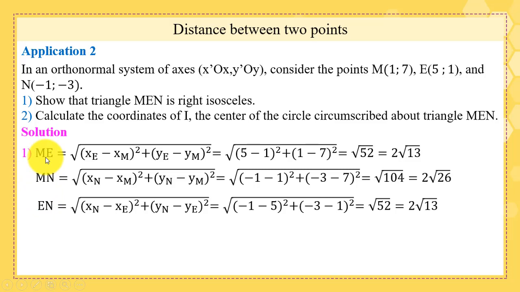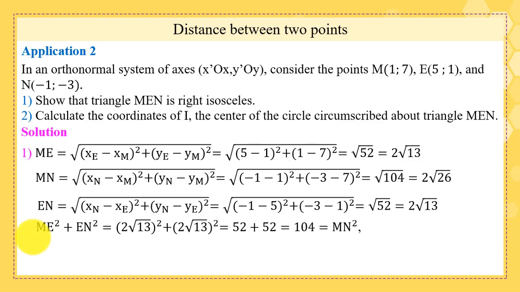We try to apply the converse of Pythagoras theorem. ME square plus EN square is equal to (2 radical 13) square plus (2 radical 13) square, which is equal to 52 plus 52, equal to 104. And here 104 is equal to MN square. MN is equal to radical 104, so MN square is equal to 104.